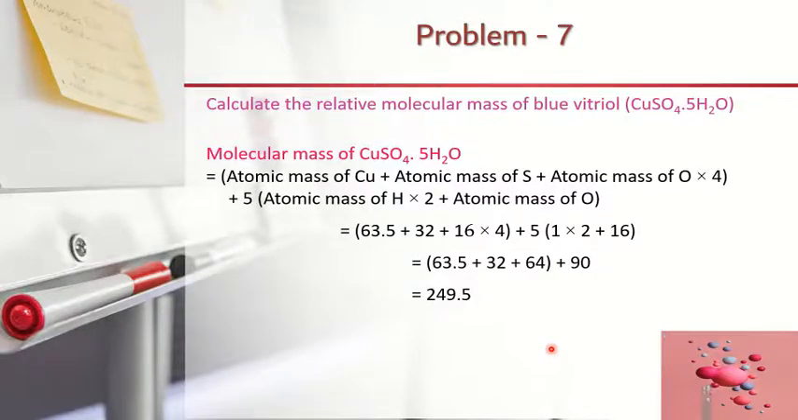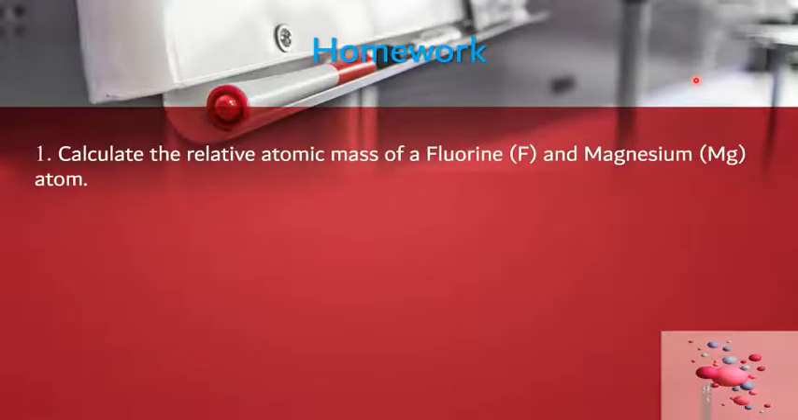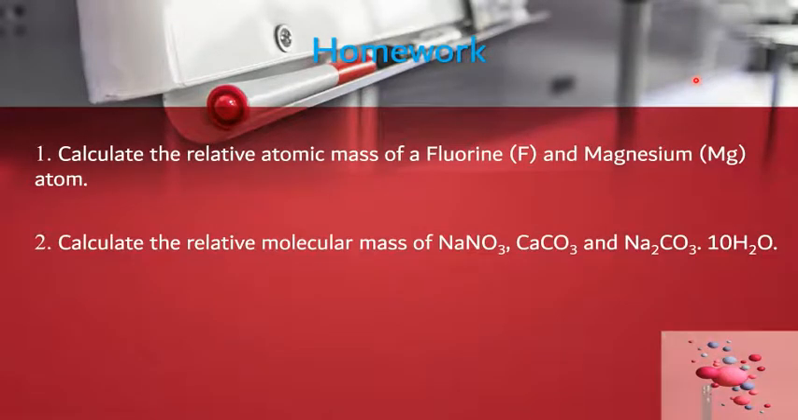So dear students, that is all for today. Now, dear students, today I will give you some homework. Calculate the relative atomic mass of a fluorine atom and a magnesium atom, and also calculate the relative molecular mass of sodium nitrate, calcium carbonate and sodium carbonate 10 water. You will do this homework at home.